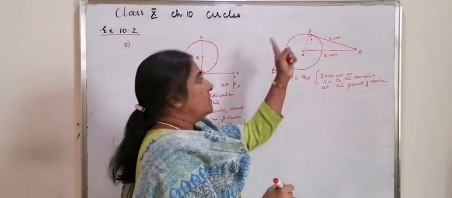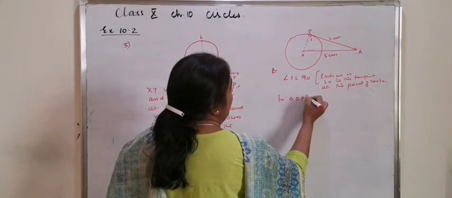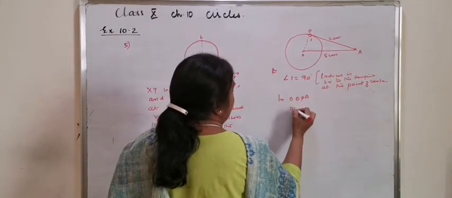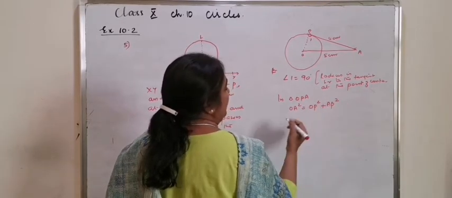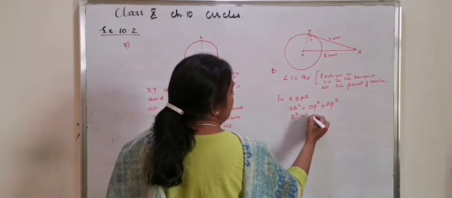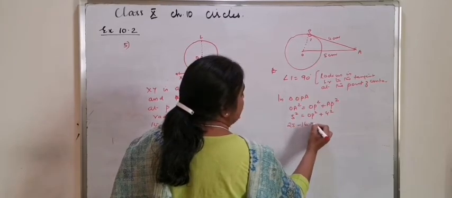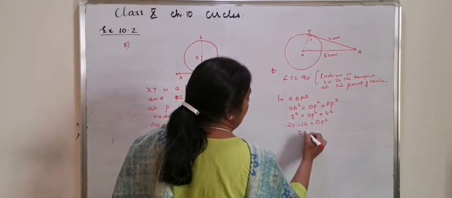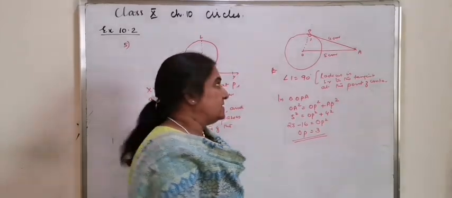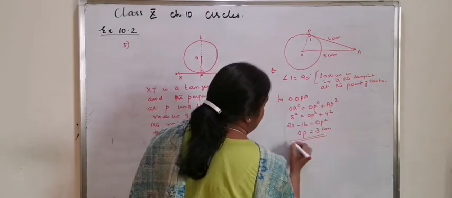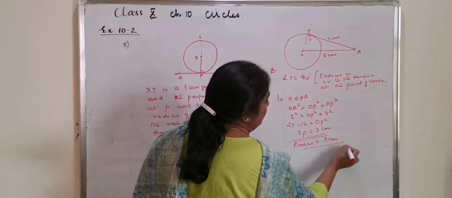Then, triangle OPA is a right triangle. In triangle OPA, OA represents the hypotenuse. OA square is equal to OP square plus AP square. 5 square is equal to OP square plus 4 square. 25 minus 16 is equal to OP square, or OP square is equal to 9. OP is equal to 3 centimeter. Therefore, the radius of the circle is 3 centimeter.